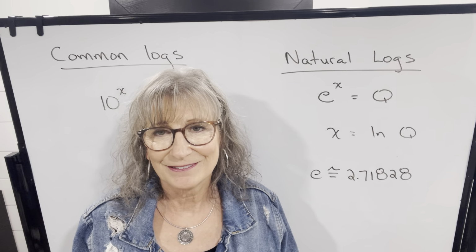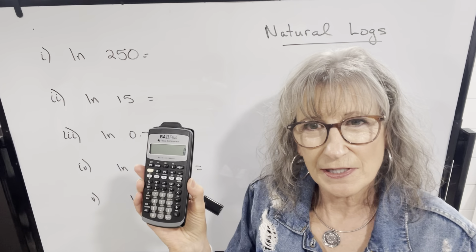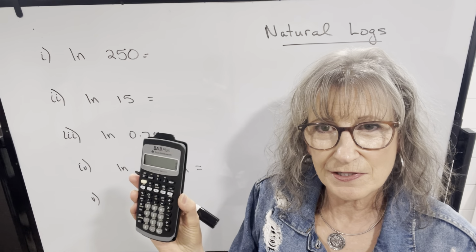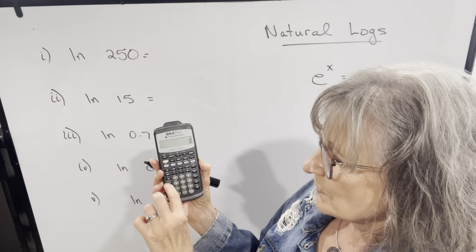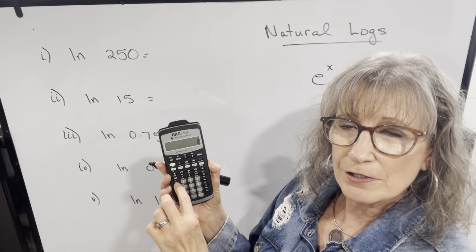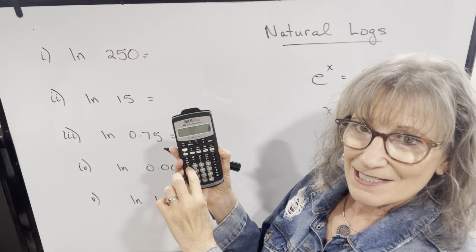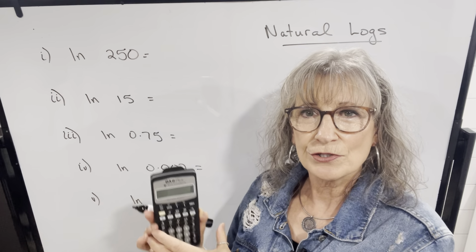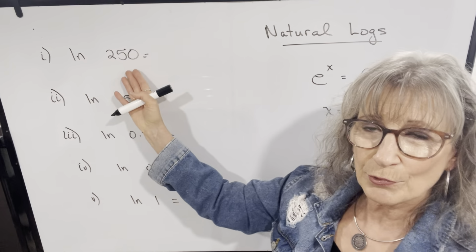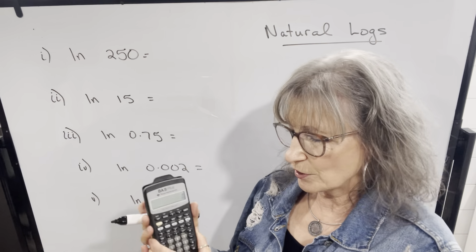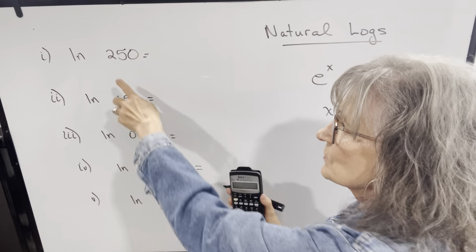Let's take a look. If you're using the business analyst calculator, the Texas Instruments calculator, you'll notice that your natural log function is here. And if you look at the second function, the function above it, it's e to the x. So all you're going to do when you're finding the natural log of a number is enter the number and then press natural log. So let's try some examples.